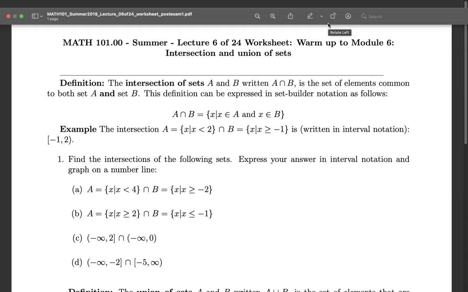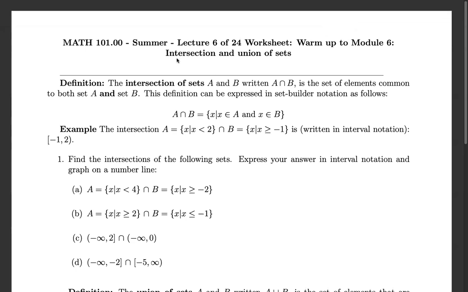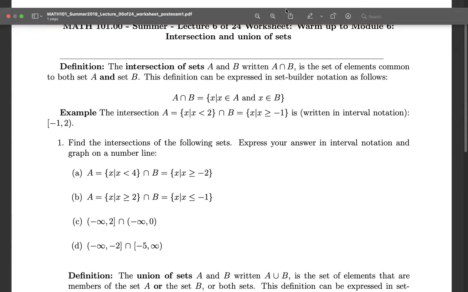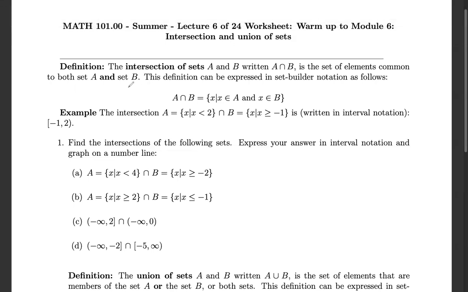Okay, lecture 6. We're going to talk about the union and intersection of sets. So let's see the definition. First, about the intersection of two sets. Remember, what is a set? A set is a group of something, right? A group, anything we can put in a group, and we can call it a set.